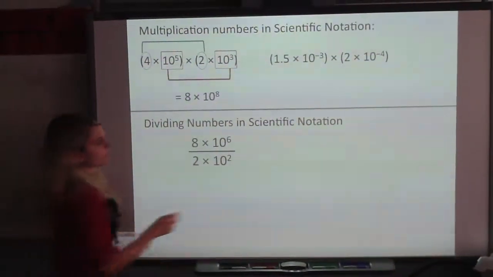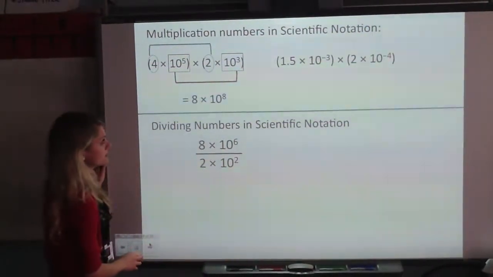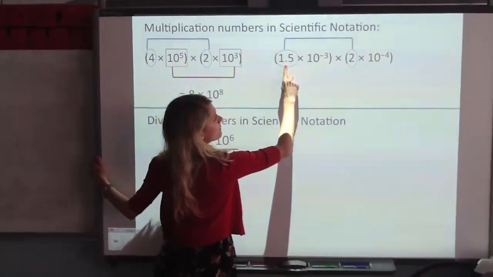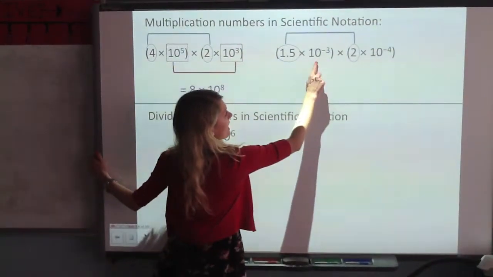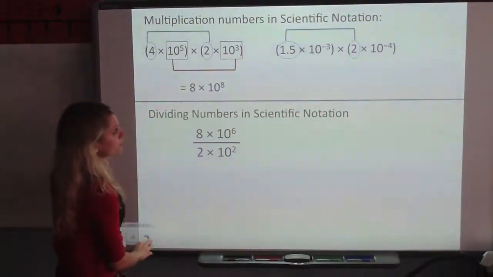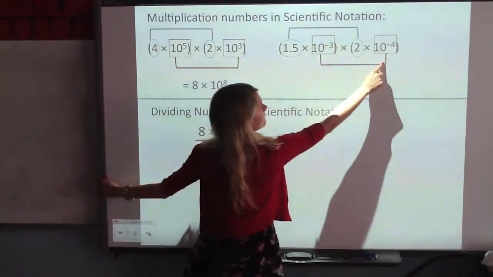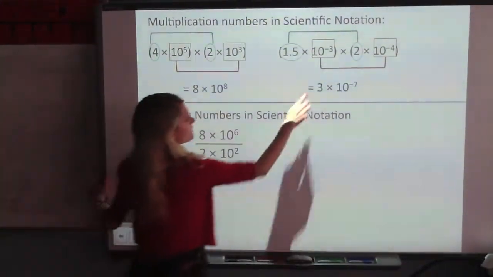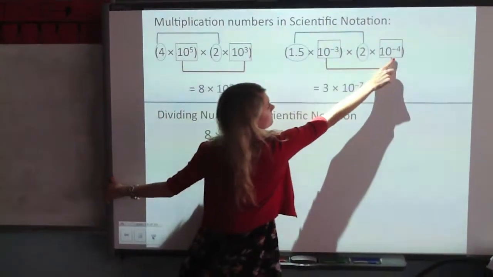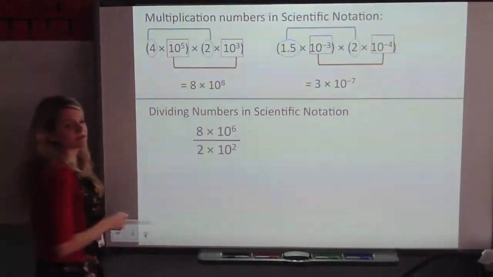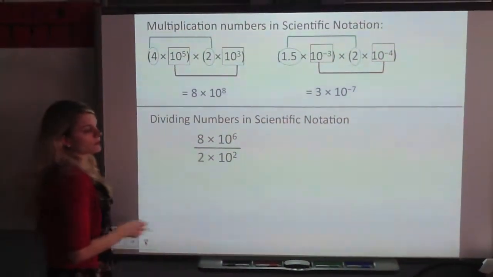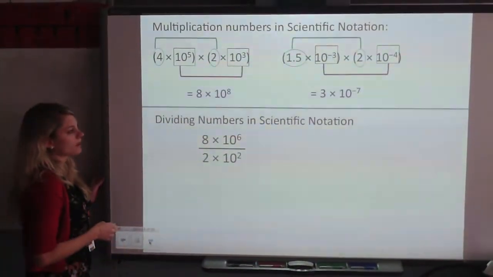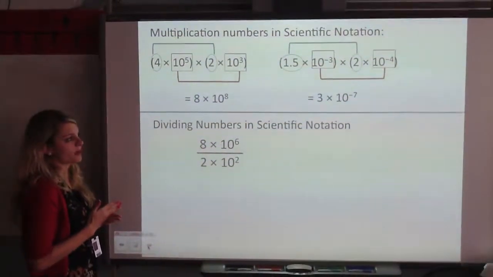Next one, so it's asking me to multiply these together. So again, I'm going to draw my circles to help me visualize what I'm doing. So I'm multiplying 1.5 times 2, and then I'm going to add up these exponents. So I have negative 3 plus a negative 4. So 1.5 times 2 is going to give me 3, and then negative 3 plus a negative 4 is going to give me a negative 7. And notice again, I didn't change my base of 10. Okay, if I'm moving too fast, remember you can pause or rewind if you need to.